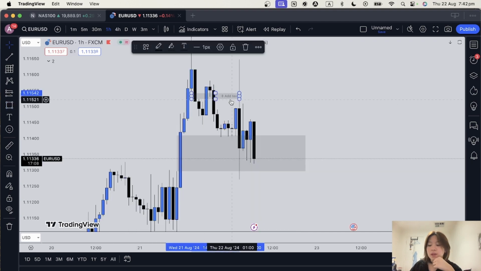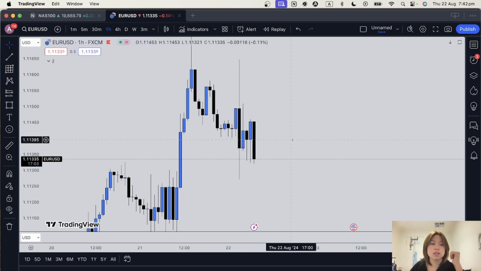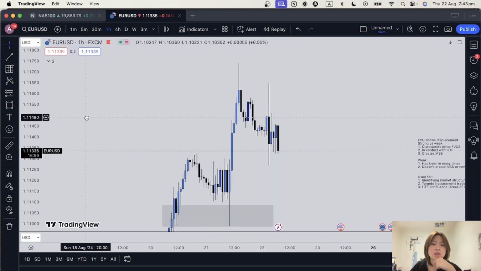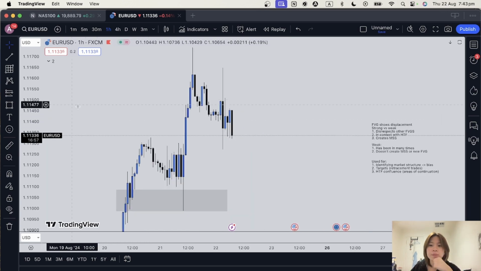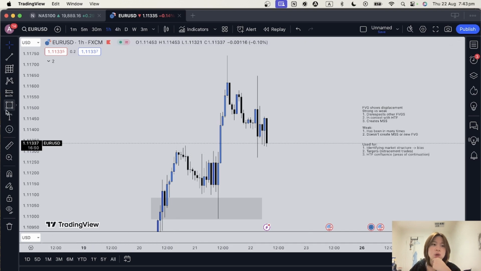What fair value gaps can be used for is that they can be used as targets, as a way to get bias, as a way to look at the market structure, and as a higher time frame confluence. So that's why I personally really like using fair value gaps.